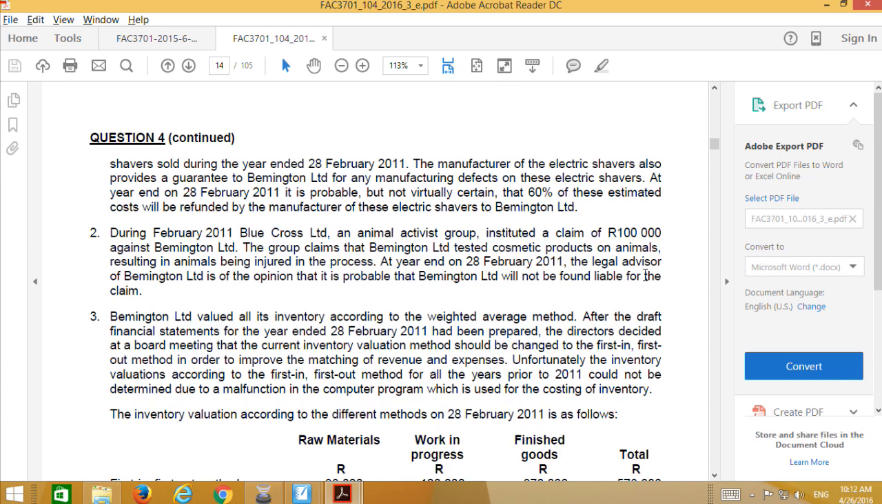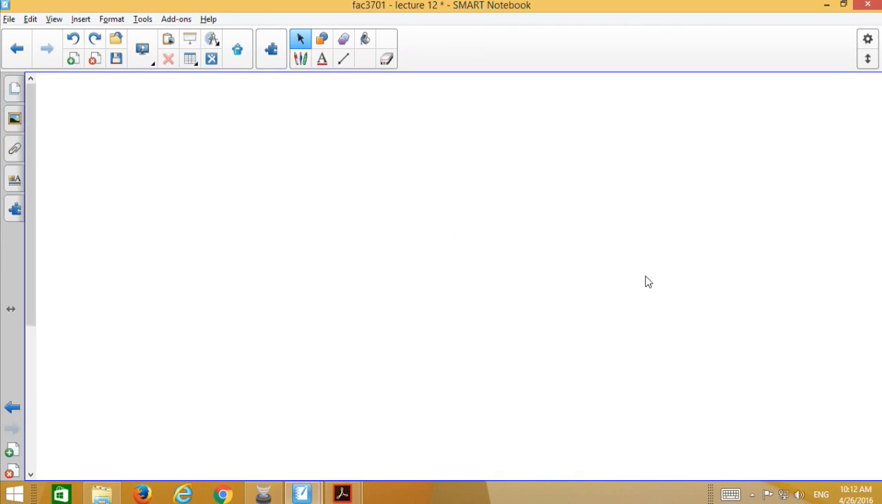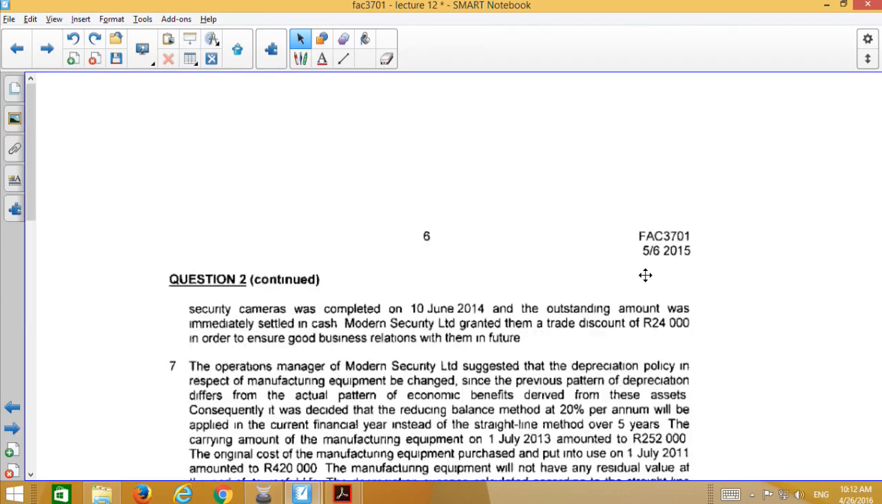But the other one will have the provisions. It'll have the revenue. It'll have the framework, the fair value. It'll have all of that, question two. We can have a quick look at it, but it's something you'll have to do on your own. Let's just see, what is question two's required?